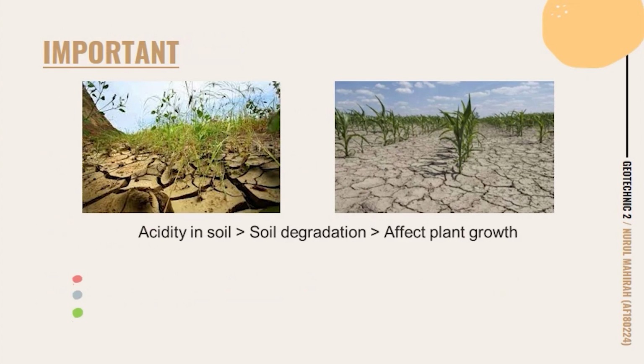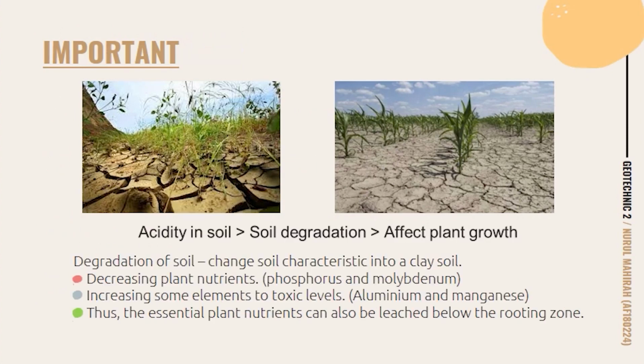It is important to know about soil acidity as it has many effects on soil usage. For example, soil acidity will affect the growth of crops or plants. This is because soil acidity will cause soil degradation, and over a longer period, the degradation will change the soil characteristic into a clay soil, which decreases the availability of plant nutrients, for example phosphorus and molybdenum. Soil acidity will also increase the availability of some elements to toxic levels, for example aluminium and manganese. Thus, essential plant nutrients can also be leached below the rooting zone.